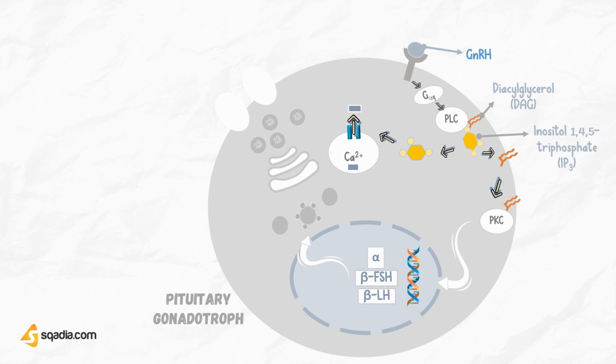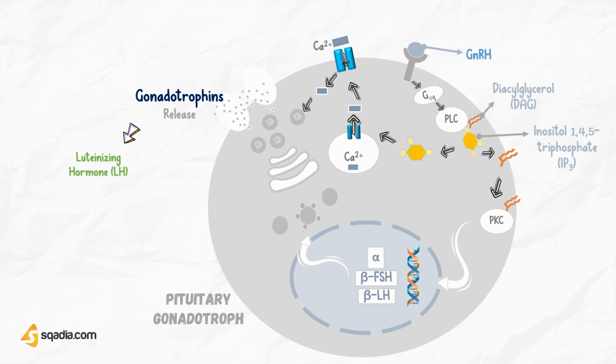Now, what does this calcium do? When released from internal stores, it activates calcium channels, leading to a sustained increase in intracellular calcium. This increase then triggers exocytosis and release of gonadotropin. Well, the gonadotropins include two glycoprotein hormones, luteinizing hormone and follicle-stimulating hormone.